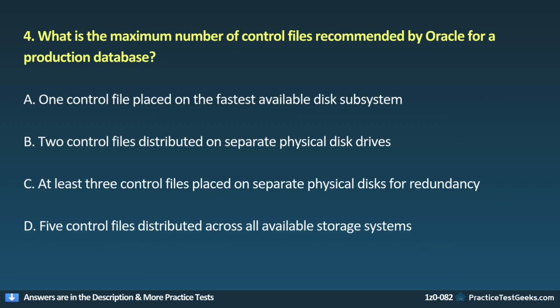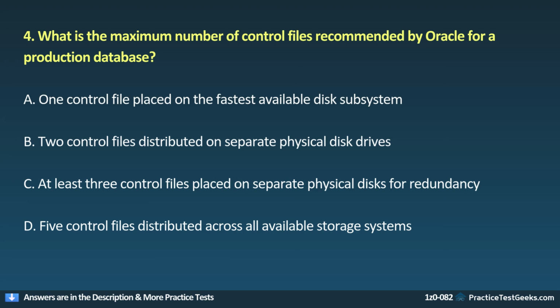4. What is the maximum number of control files recommended by Oracle for a production database? A. 1 control file placed on the fastest available disk subsystem. B. 2 control files distributed on separate physical disk drives.